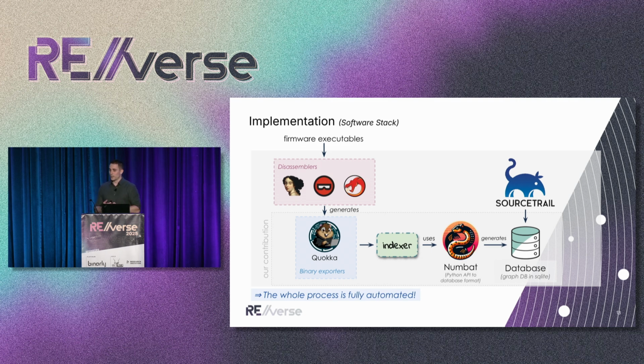Then you feed that to an indexer, and ultimately you want to store that in a graph database. Here we're going to use the graph database of Sourcetrail. I'm going to describe it a bit more right after. To do that, we're going to use a small library called Numbat, which provides a Python API to create this database. We try to automate the whole process so that we can just launch it, come back a few hours later, and have your graph ready.